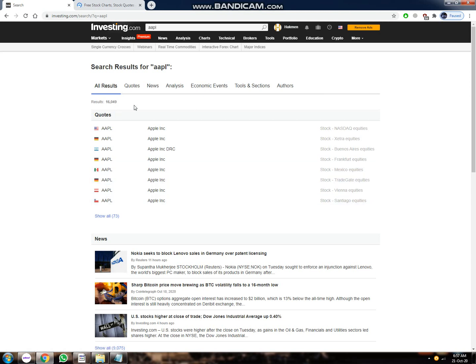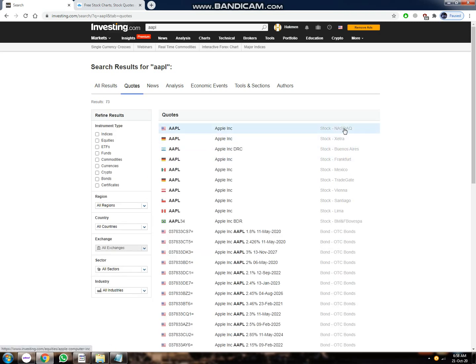As you can see, I've only typed in AAPL. All of the stocks showing this symbol, AAPL, have appeared here. If I click on show all 73, you can see here all of the stocks. These are country wise: Nasdaq, Sectra, Buenos Aires, Frankfurt, Mexico, TradeGate. All of those stocks containing the symbol AAPL appeared right here with the countries. You can see investing.com consists of at least all of the stocks of the countries.